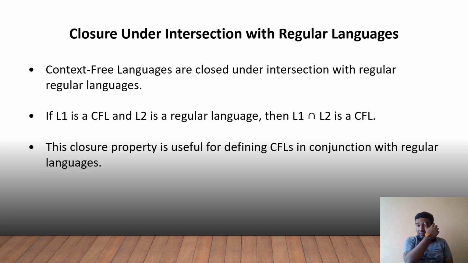Context-free languages are closed under intersection with regular languages. If L1 is a CFL and L2 is a regular language, then L1 intersection L2 is a context-free language. This closure property is useful for defining CFLs in conjunction with regular languages. This is about closure under intersection with regular languages.